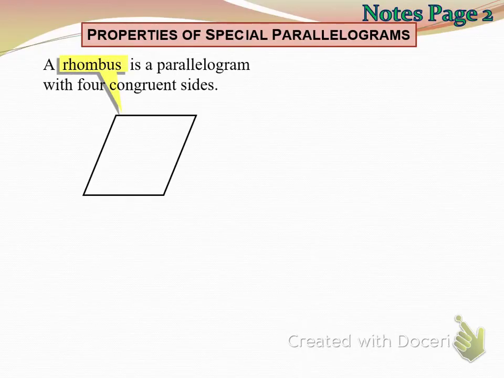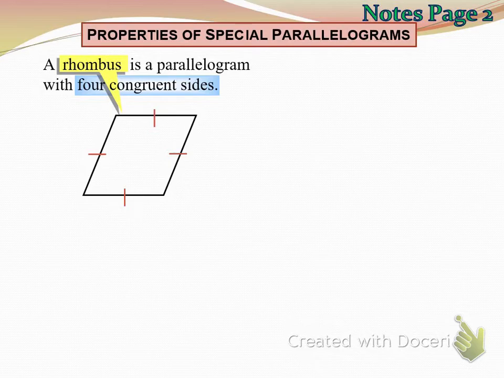Go ahead and write in rhombus on page 2. A rhombus is a parallelogram with 4 congruent sides. So go ahead and write that in. This is a special type of parallelogram. All of the properties that a parallelogram has, a rhombus also has because it's a special type.